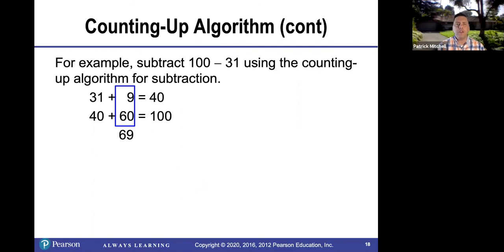So we're going to start with the number 31. In order to get to the next higher nice number, which would be 40, you have to add 9. And then to get from 40 to the next nice number, which happens to be the first number in our subtraction problem, you have to add 60. So since we added 9 to get to 40 and then added 60 more to get to 100, that means that the difference between 100 and 31 is 69.